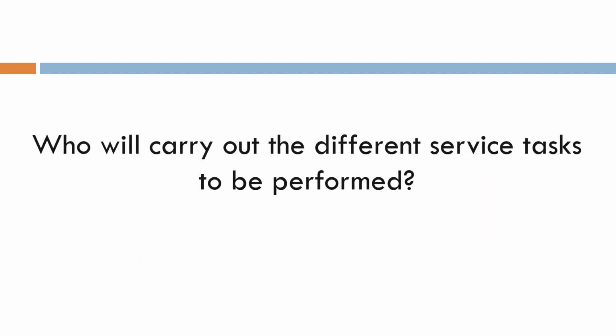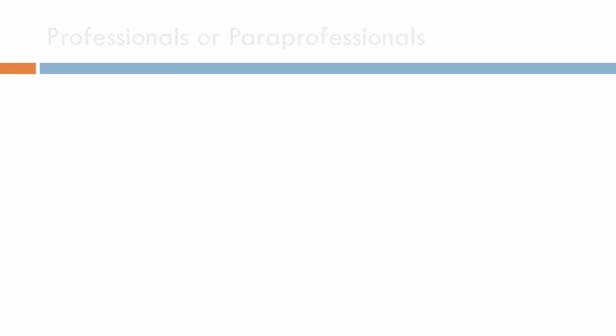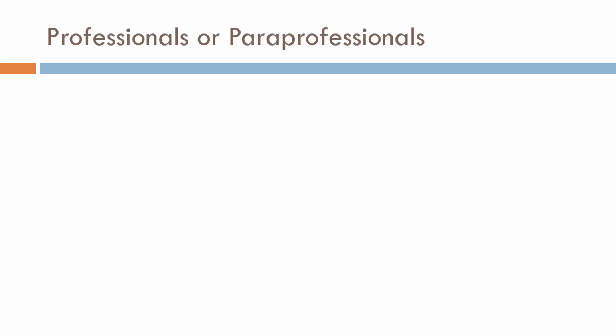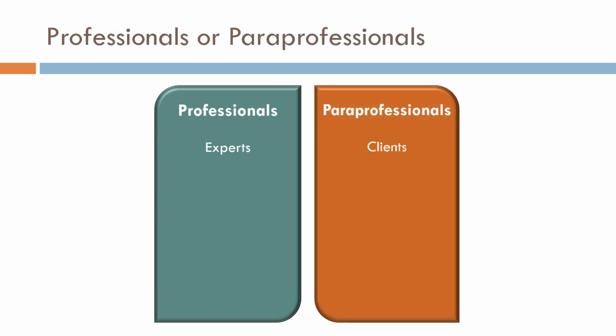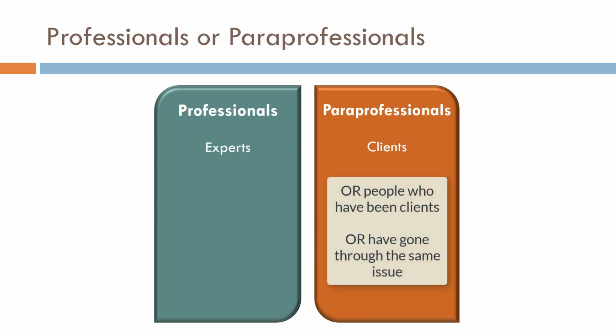Okay, who will carry out the different service tasks to be performed? One choice under this question is whether professionals or paraprofessionals will be providing the services. In terms of professionals, it really has to do with what I was presenting before on experts versus paraprofessionals who are the clients. All of the same sort of issues in terms of benefits and drawbacks apply here as well. It's just that this is referring specifically to providing services, whereas the power question was really about the authority to decide on what services and also how.